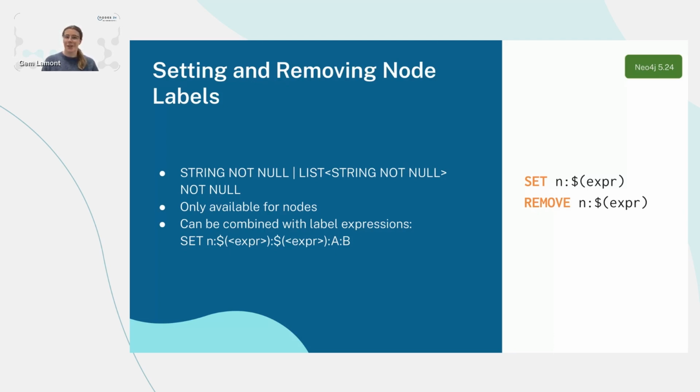Unfortunately, this is only available for nodes. This is because, as I'm sure a lot of you are aware, at Neo4j you can only store relationships if they have exactly one type. So this means you can't add or set additional types or remove the already existing type. The final thing I want to mention for this part is that it can be combined with label expressions. As you can see in my example here, you can have static labels like A and B mixed with the dynamic ones.